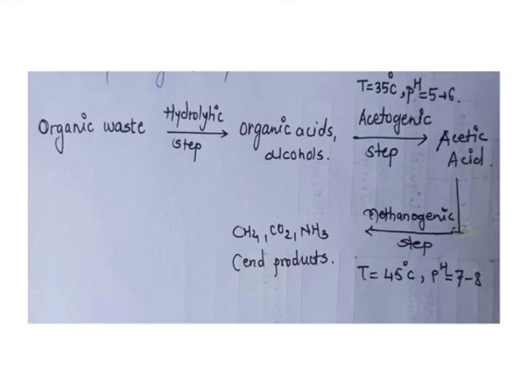So simply, organic matter can be converted into simpler compounds by using these methods: the hydrolytic step, the acidogenic step, and the methanogenic step. The hydrolytic step converts organic waste to organic acids or alcohols. Then the acidogenic step converts organic acids and alcohols into acetic acid, and the methanogenic step converts acetic acid into CH4 and CO2, and if there is another acid, there will be ammonia formation. So these are the end products.